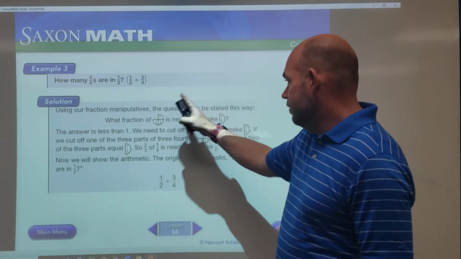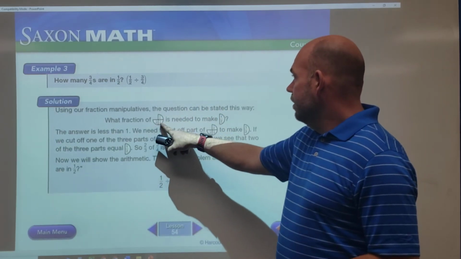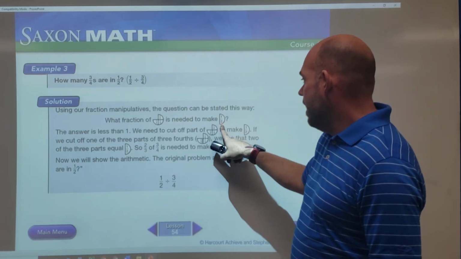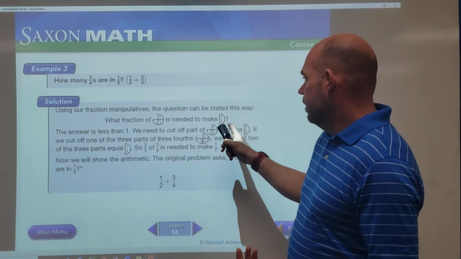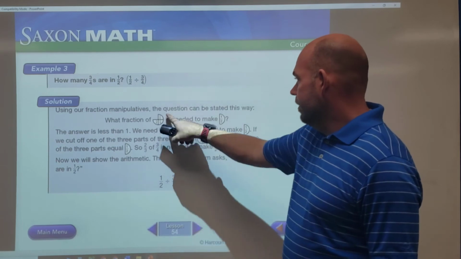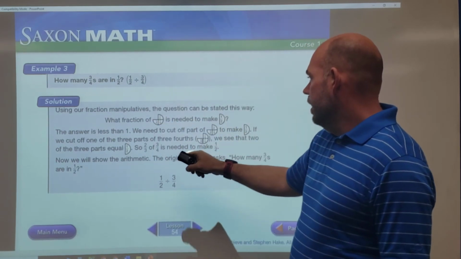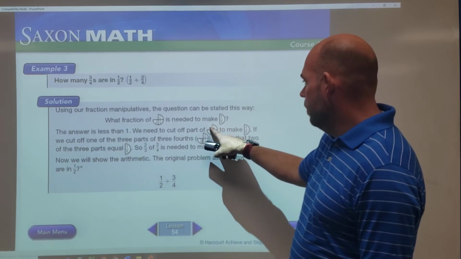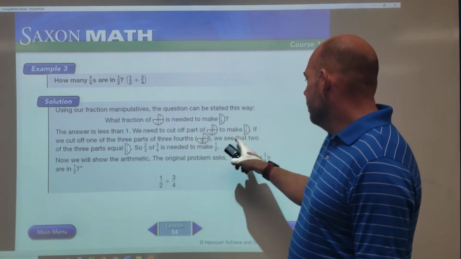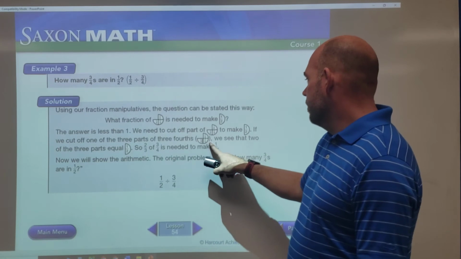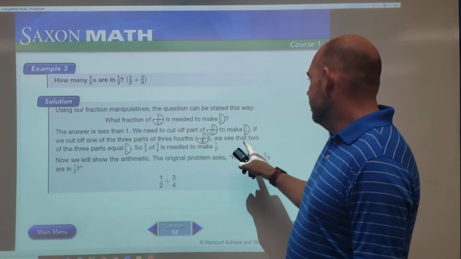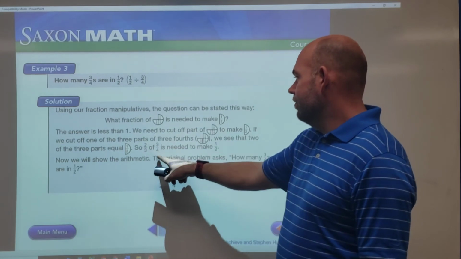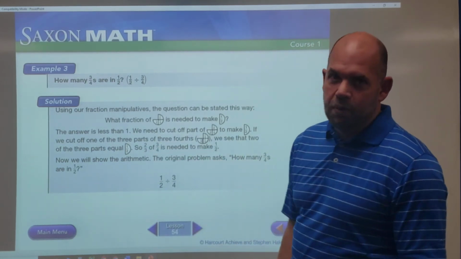But let's look at these pictures again. How many of 3/4 is needed to make 1/2? So it's going to be less than 1 because this is bigger than 1/2. We need to cut off part of this to make it 1/2. We're just going to cut off that 1/4 part. So if we do that, if we cut off one of the 3 parts, we see that 2 of the 3 parts is 1/2. So 2/3 of 3/4 is needed to make 1/2.